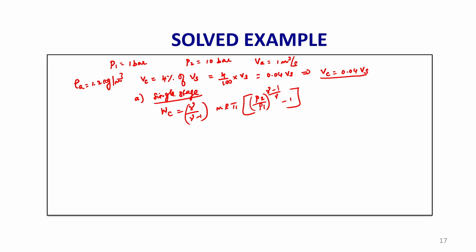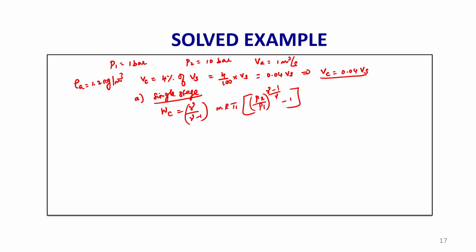So, volumetric flow rate is given, density is given, we can find the mass. Density is mass by volume, so mass is equal to density into volume. So, the mass flow rate can be found because volumetric flow rate is given. Here I have taken VA as the volumetric flow rate in meter cube per second. So, m dot is equal to rho of air into volumetric flow rate of air.